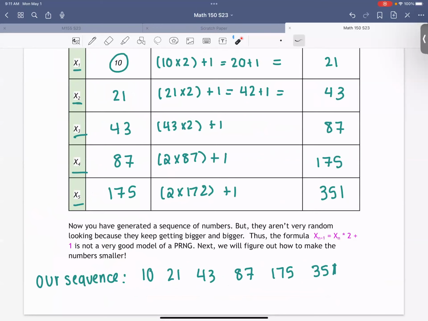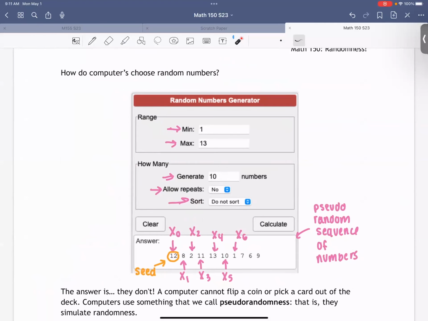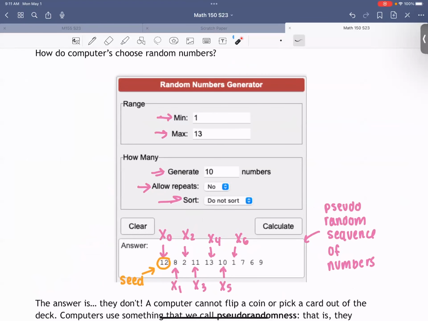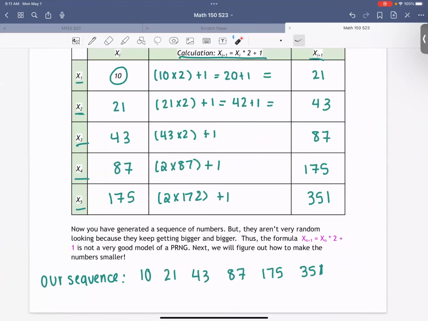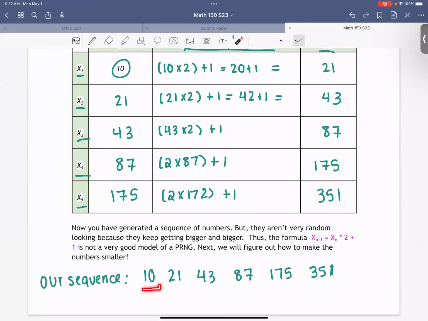But the problem is, when I did my first random number generator, I told the number generator that I wanted my numbers to be between 1 and 13, right? So all of these numbers, x0, x2, x4, all of these numbers are numbers between 1 and 13. Well, look at our sequence that we generated. 10, well, that's between 1 and 13, but then we have 21, 43, 87. Oh gosh, now we're just getting bigger and bigger and bigger. And it makes sense because if I take a number and multiply it by 2 and add 1, that number has to be bigger, right? There's no way it can get smaller if I'm doing those things, okay?